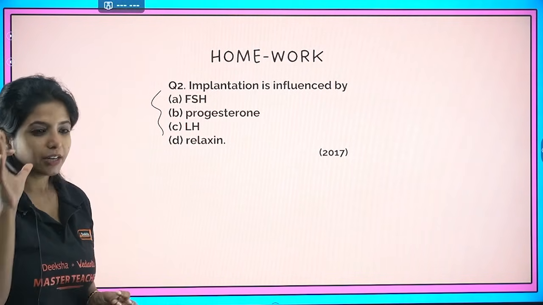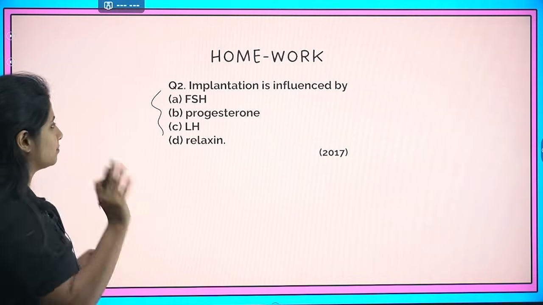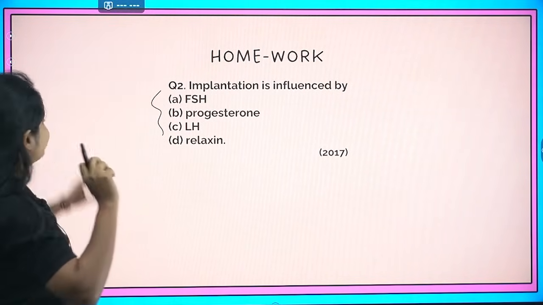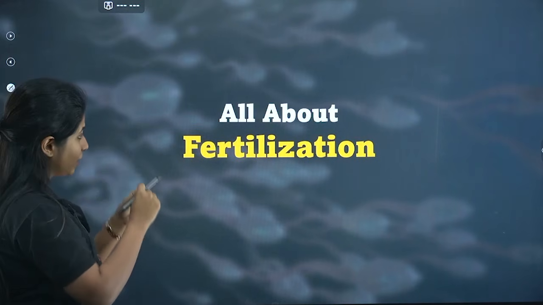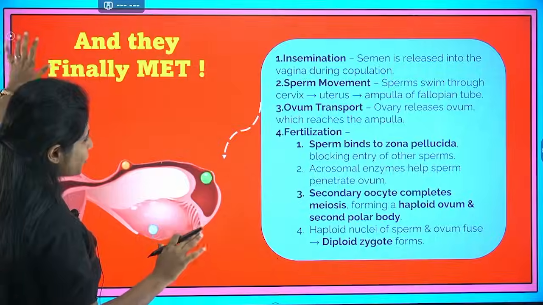Just think, for implantation to happen you need endometrium. For the endometrium to be there you need something, and what is that something? Think. Okay, now let's talk about the fertilization process, all about fertilization. Don't worry, the chapter is soon going to end.